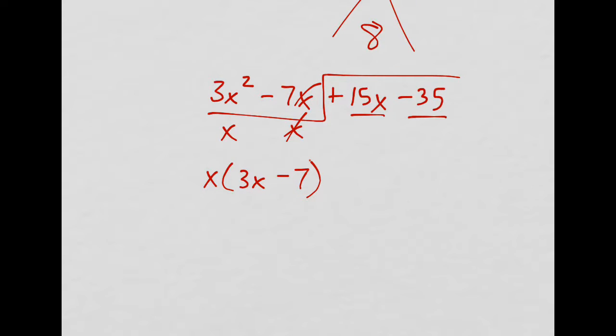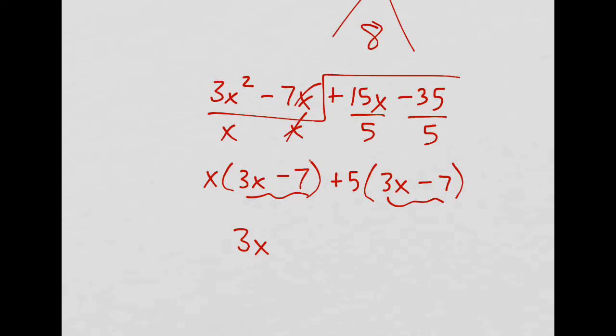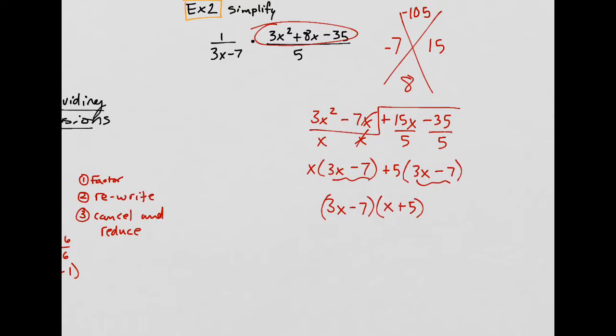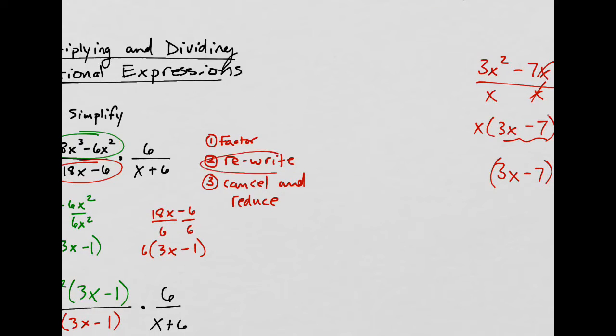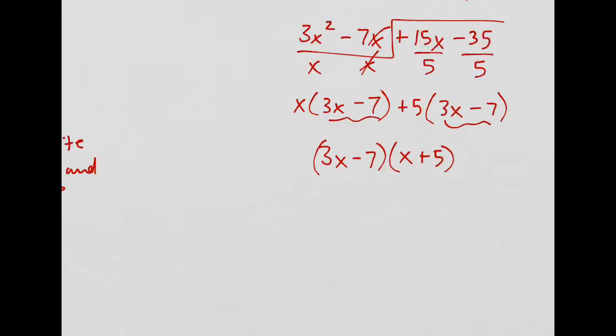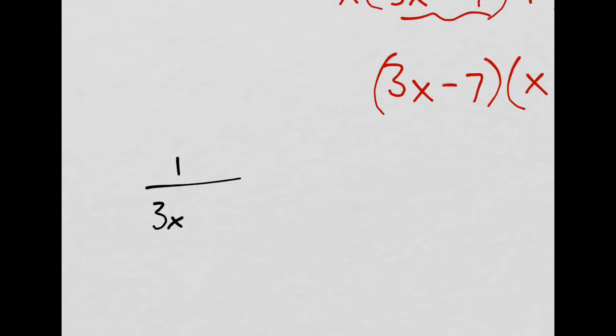And then it looks like I can divide by 5. Whatever I divide by goes on the outside, and then I get 3x minus 7. Those are the same, so I can write it once. 3x minus 7, and then x plus 5. So this top part changed to this. What does that mean? Well, I factored. Now I got to rewrite it. So that red part I will change to this, because those are the same thing. So I have 1 over 3x minus 7.